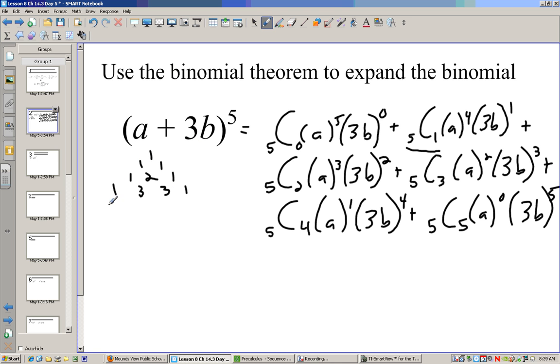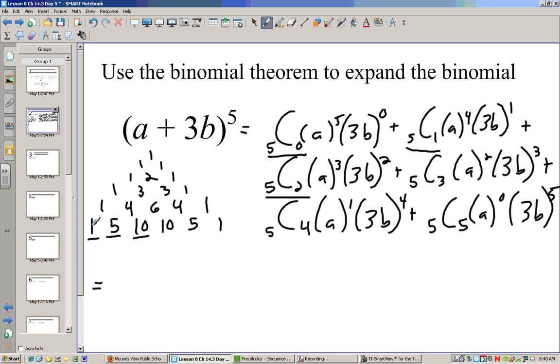Another way is to use Pascal's triangle, where we're adding the two terms above to get the term below. Since I have 1, 5, this is the fifth row, 10, 10, 5, 1. So this will represent 5 choose 0. 5 will represent 5 choose 1. 10 represents 5 choose 2. This 10 is 5 choose 3, 5 choose 4, and 5 choose 5. So let's try to do this problem.